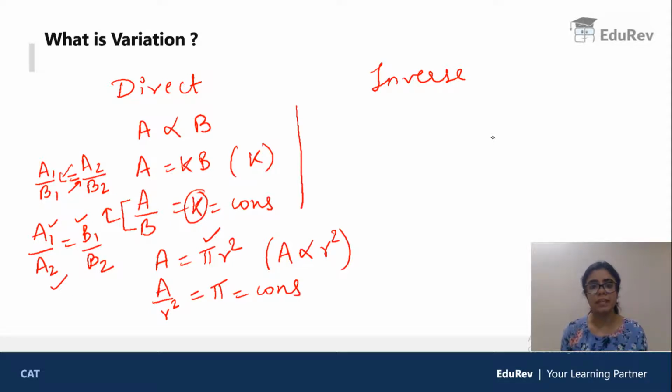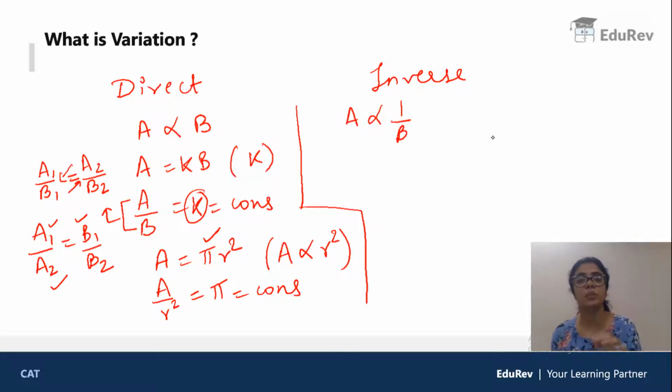Likewise, similarly, if we talk about inverse variation, let's say A varies inversely with B. So that means if one entity increases, the other entity has to decrease and vice versa. For example, speed and time. If my speed is fast, I will take less time. And if my speed is less, I will take more time. So they are inversely related.